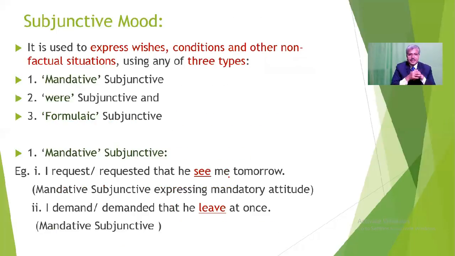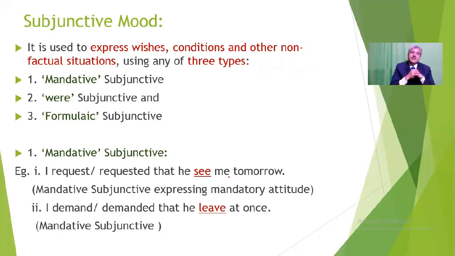Now we will move towards the second mood, subjunctive mood. It is used to express wishes. Dear learners, we should remember that the subjunctive mood is used to express wishes, conditions, and other non-factual situations. If it is factual, then it is a statement. But here, it is non-factual situations or statements using any of the three types: number one, mandative subjunctive; word subjunctive; and formulaic subjunctive. Again, I repeat, subjunctive mood expresses wishes, conditions, or non-factual situations.